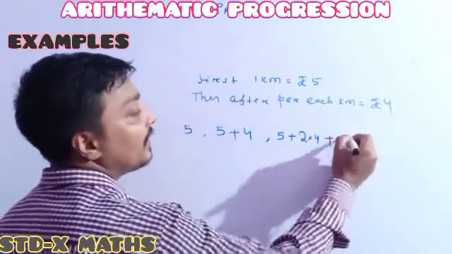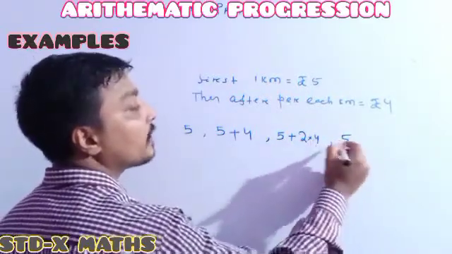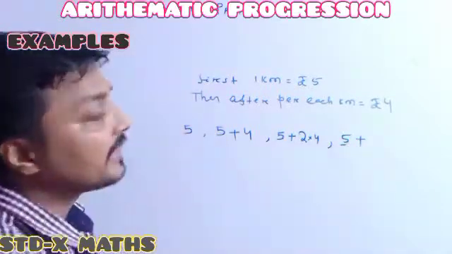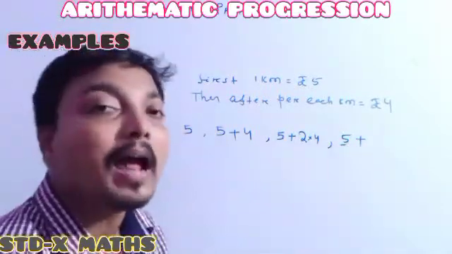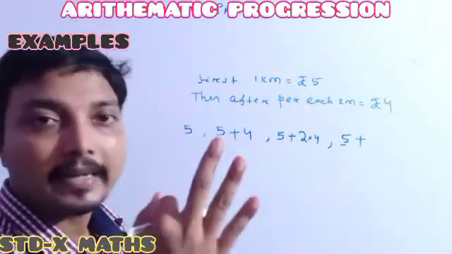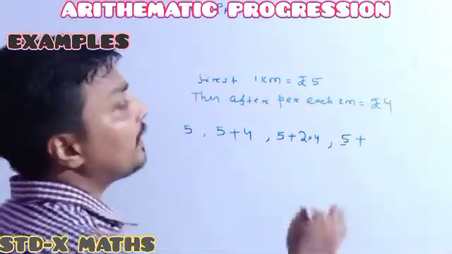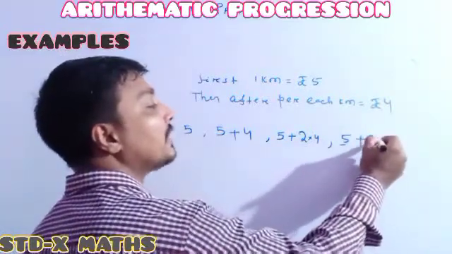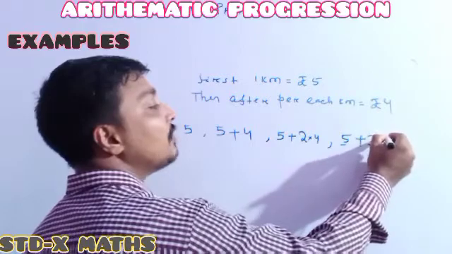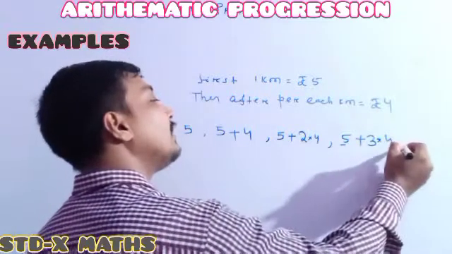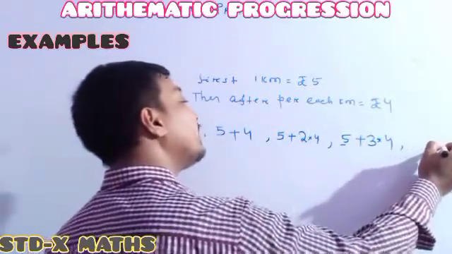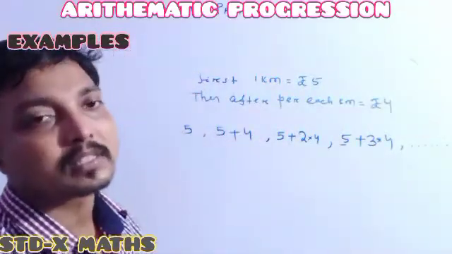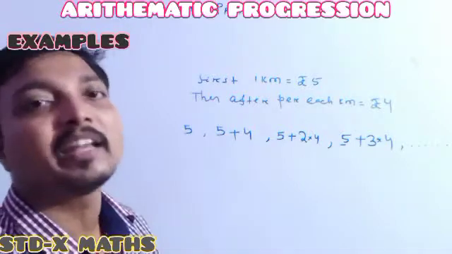Suppose I want to travel 4 kilometers. The first one is 5, that is confirmed. Then how many extra kilometers after the first kilometer? 3. For each kilometer I will be charged rupees 4. So for 3 extra kilometers I will be charged 3 into 4. So it will continue. Suppose I want to travel 5 kilometers or 6 kilometers, the process will continue in a similar way.